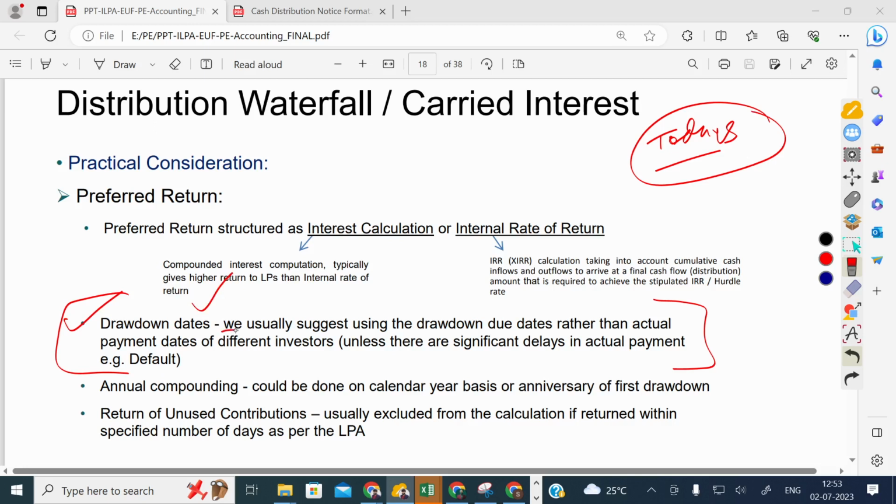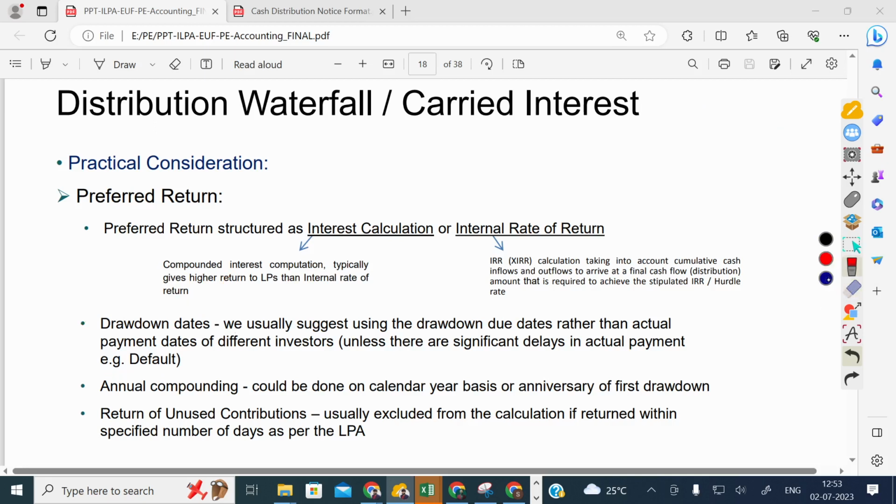Again you would see a difference between drawdown dates and payment dates, and that's what it suggests for accounting: usually use the drawdown due dates rather than actual payment dates, because it can be different due to different exceptions in the process. Sometimes the investor will take a little more time to process the payment, sometimes payment will be received late due to bank holidays, and then there would be a delay in the payment dates, right?